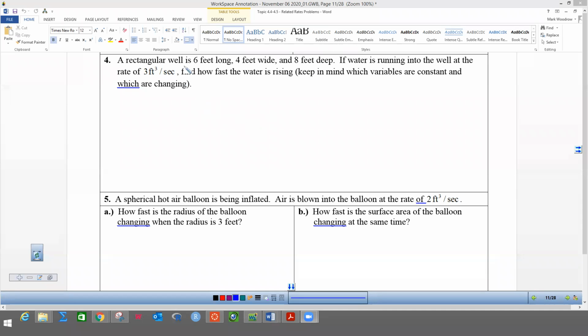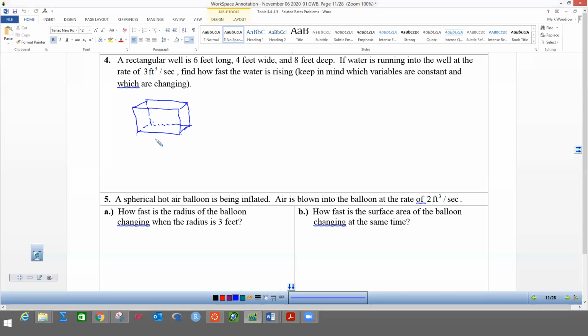All right, so we have a rectangular well, 6 feet long, 4 feet wide, 8 feet deep. So we're gonna draw a rectangle, and then at the top draw a little parallelogram look of it. And then we try to replicate that parallelogram down at the bottom to draw a three-dimensional deal here. So there's my rectangular well.